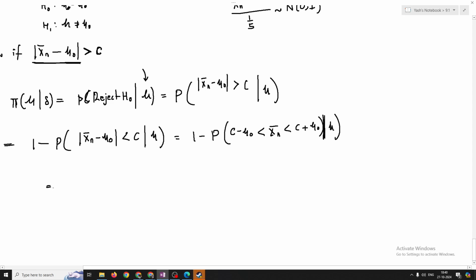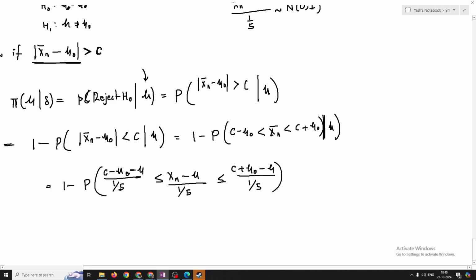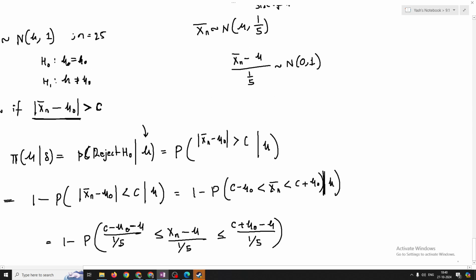So that is just 1 minus, I do this C minus, so I need to have xn bar minus mu by 1 by 5. So I just do that. I had C minus mu naught here. I subtract mu, I divide by 1 by 5. Same thing I do here. I have C plus mu naught, I subtract mu, divide by 1 by 5. And yeah, so this is what I have.